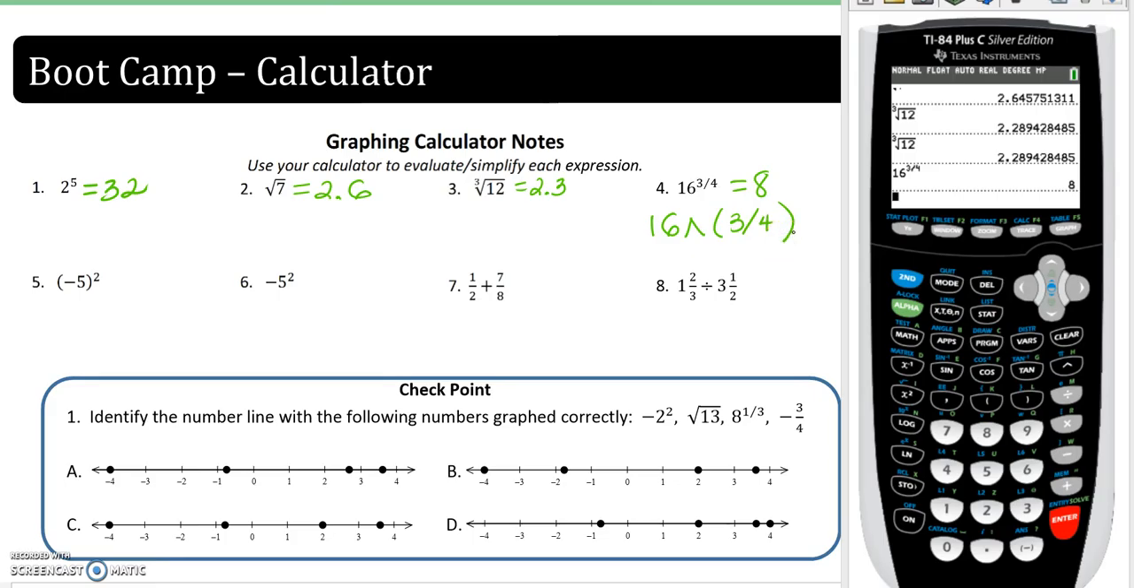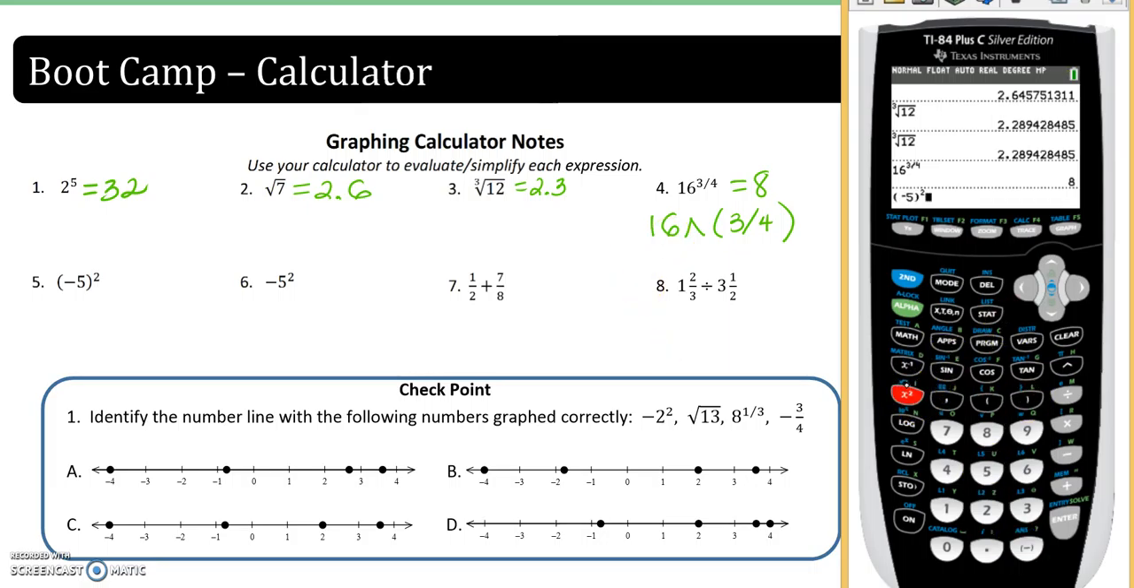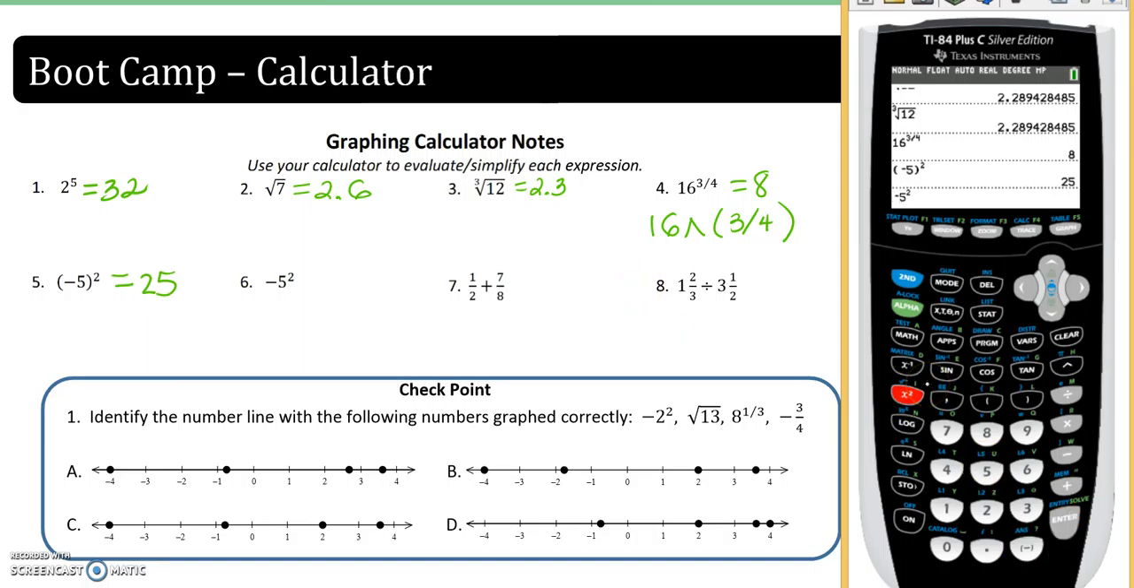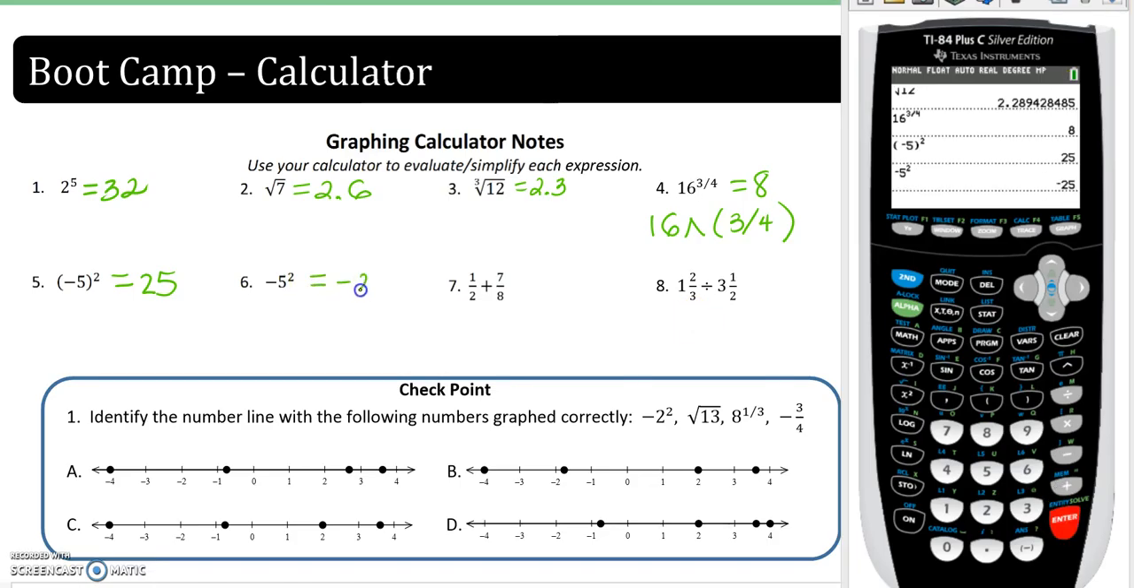Okay. Now 5 and 6 really just emphasize paying attention to negatives and whether or not they are part of your base. So of course this first one is 25. And the next one, when you just type in a negative 5 squared, only the 5 is being squared, not the negative. And that would be a negative 25.